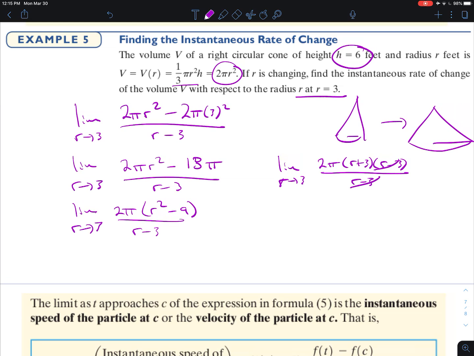Once I get that to happen, I can plug in 3, and I get 3 plus 3 is 6, times 2 pi is 12 pi. And that is my answer for the instantaneous rate of change of the volume when the radius is 3.